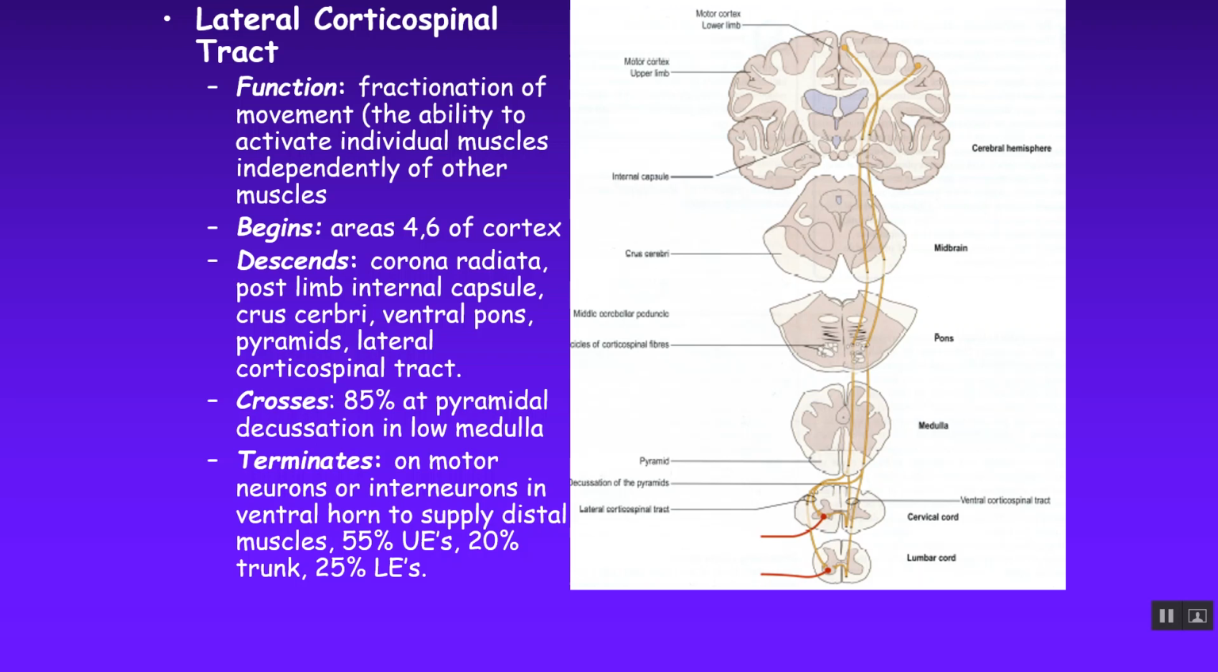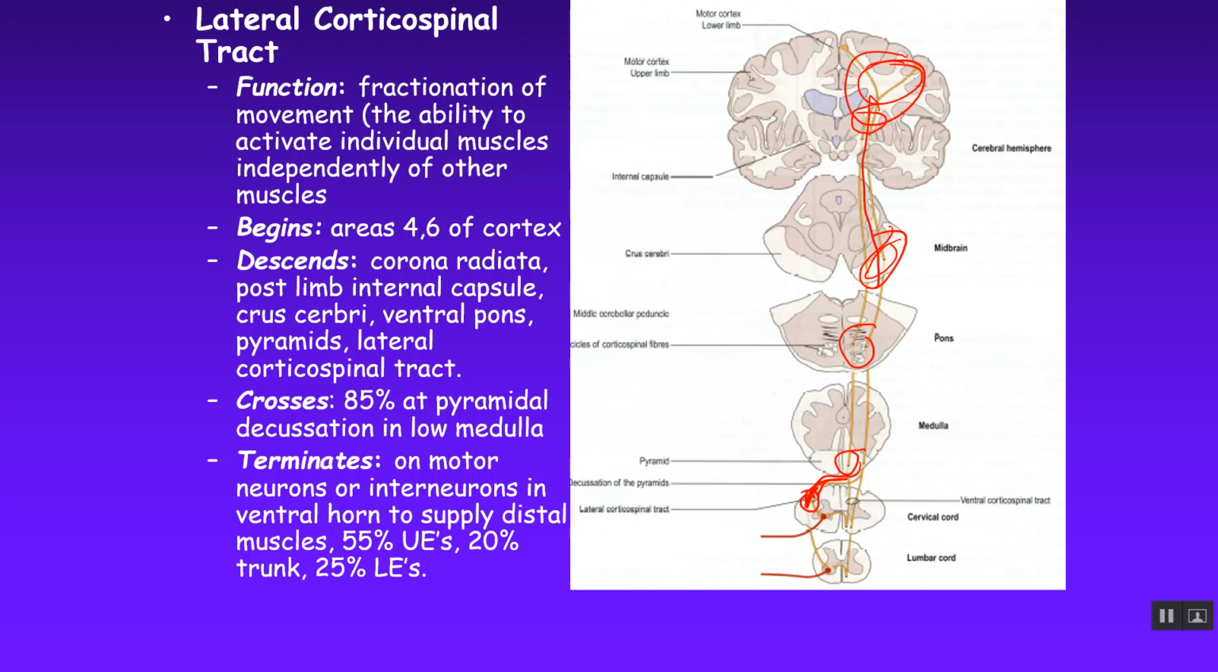So that's the lateral corticospinal tract. It's all of this running down through the corona radiata, internal capsule, crus cerebri, ventral pons, pyramid, and then all the fibers that cross over, that's the lateral corticospinal tract. So this is a very contralateral pathway. You have to know this.